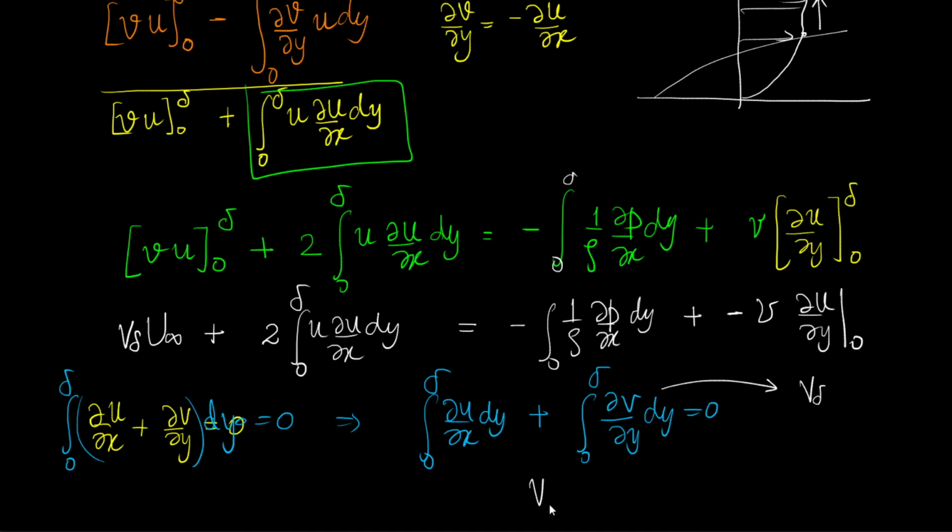Then we have an estimate for v delta. I don't want to keep v delta over here because v delta is not known. What I can benefit from is expressing everything in terms of u. So v delta becomes minus integral 0 to delta del u del x dy. So I can substitute this expression over here.